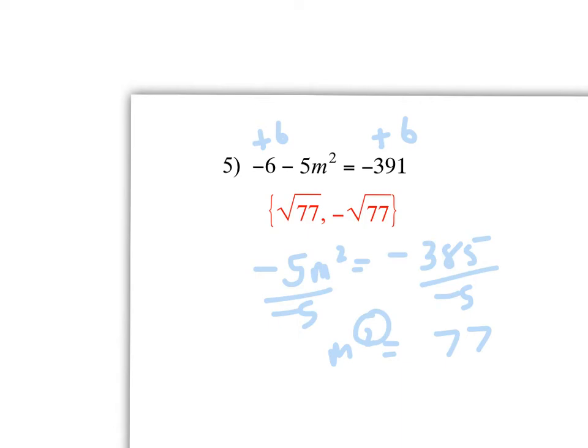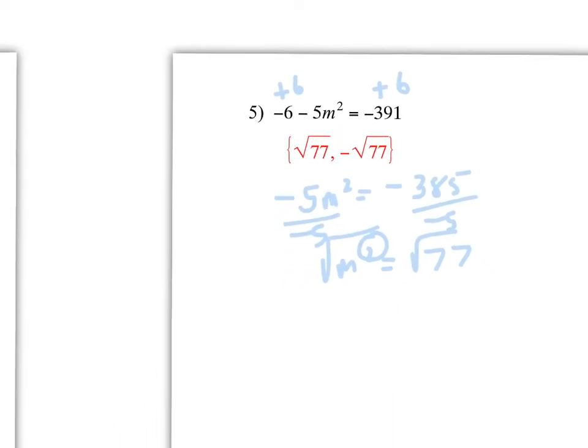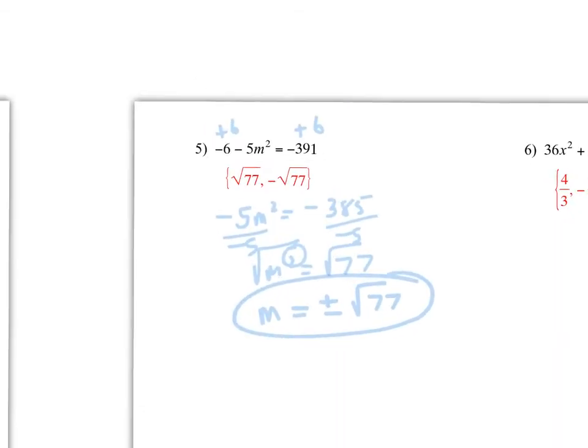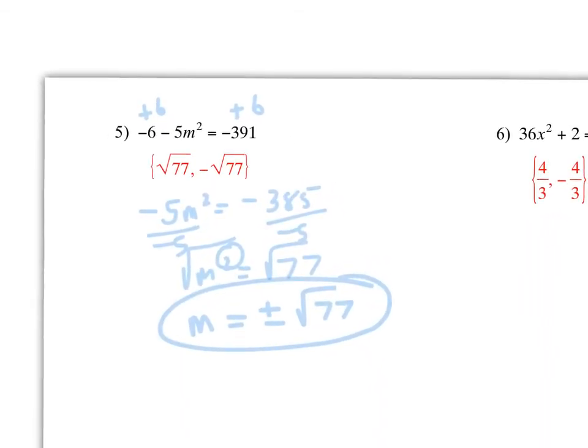How do we get rid of the 2? We take a square root. And because we're taking the square root, we don't know if it was positive or negative, so we include the plus or minus and 77. 77 does not break down into a perfect square, so there's your two answers. Remember, the plus or minus means two answers.